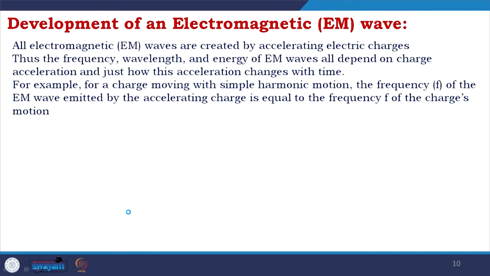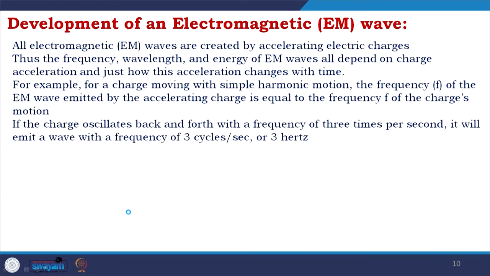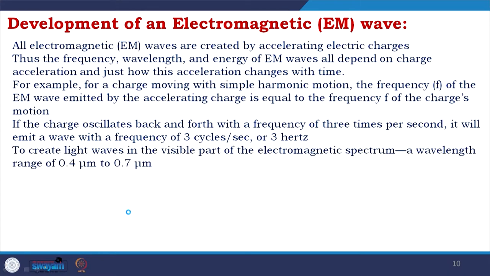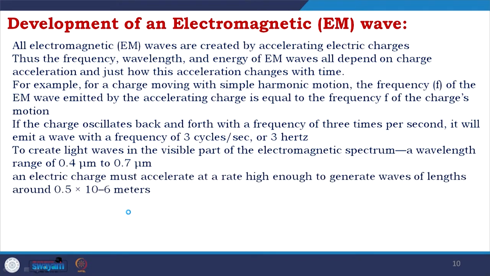The frequency of the electromagnetic wave emitted by the accelerating charge is equal to the frequency f of the charge motion. If the charge oscillates back and forth with a frequency of 3 times per second, it will emit a wave with a frequency of 3 cycles per second, which could be called 3 hertz. To create light waves in the visible part of the electromagnetic spectrum, a wavelength range of 0.4 micrometer to 0.7 micrometer, electric charge must accelerate at a rate high enough to generate waves of length around 0.5 x 10^-6 meters.